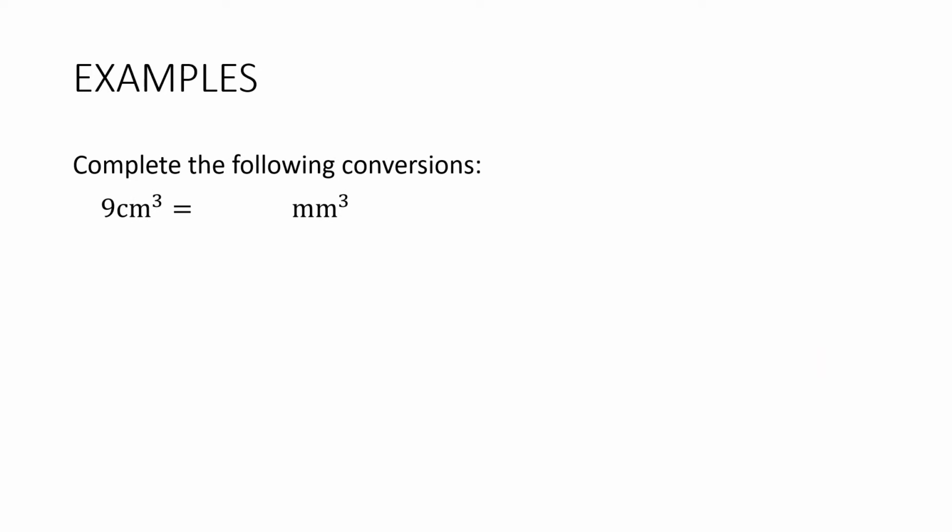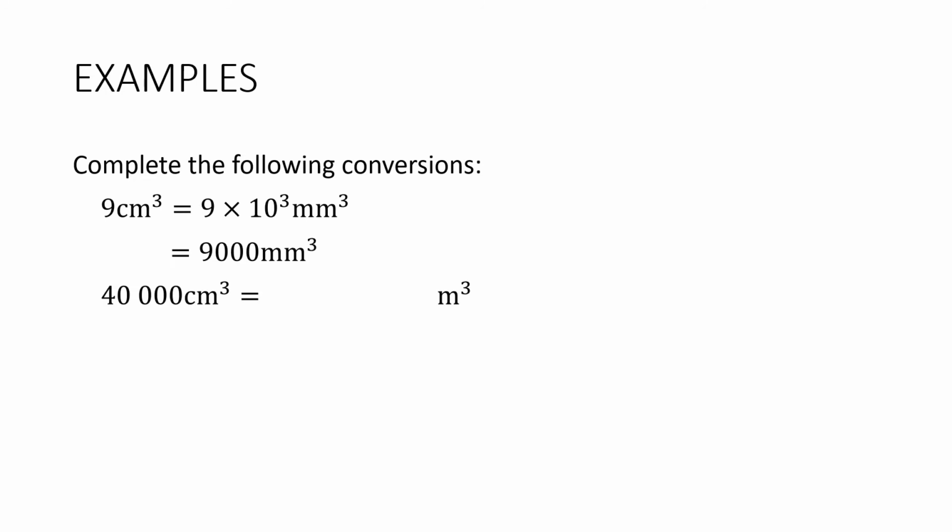Let's have a look at a couple conversions. 9 centimeters cubed is how many millimeters cubed? Well, converting centimeters to millimeters, I multiply by 10. I have to do that conversion 3 times. So it's going to be 9 times 10 cubed, which is 9,000 millimeters cubed.